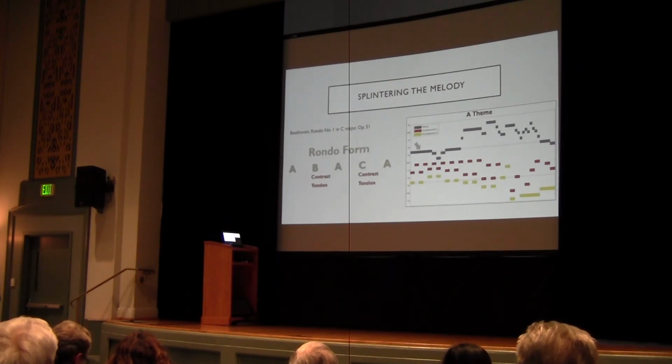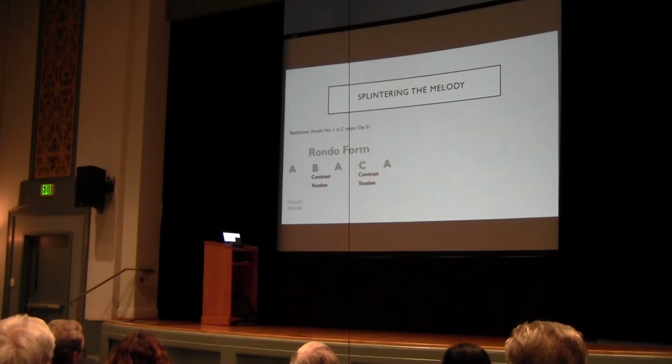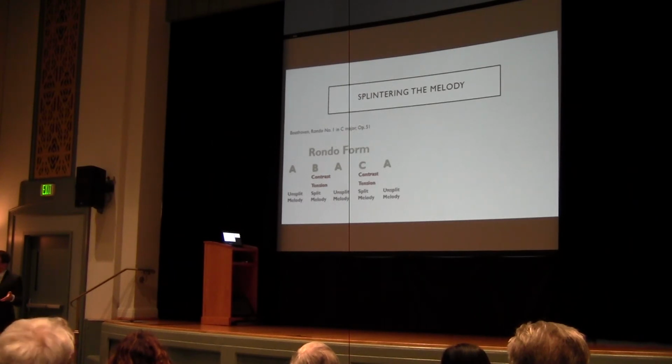So once again, Beethoven has done something that accomplishes both of these goals of creating contrast and tension. We have unsplit melodies that sound very coherent in the A theme, and then we have these melodies that kind of splinter apart in the B themes and the C themes. It certainly creates contrast, and also I think creates a sense of instability, as if the melodies are just about to break apart or something.